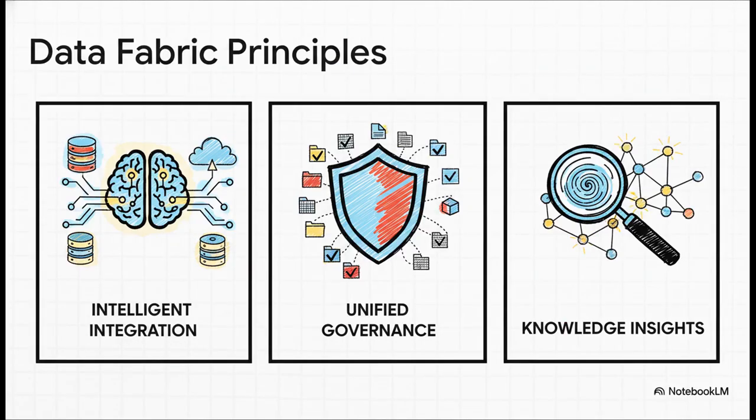Yeah, data fabric is absolutely a technology-first approach. Its main principles are all about using smart tech to fix these data headaches. You've got intelligent integration, which basically uses AI to automate all that boring, tedious work of connecting and cleaning data. Then there's unified governance, which enforces the same rules across the board from one central spot. And finally, you get knowledge insights. This is where things like data catalogs and these cool semantic knowledge graphs come in, which actually map out how all your data is related, helping people find and, more importantly, understand the data they need.